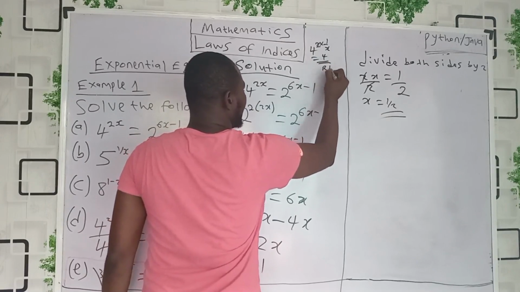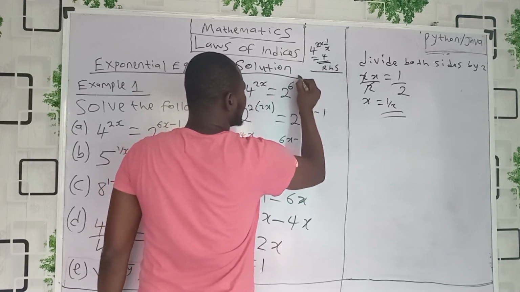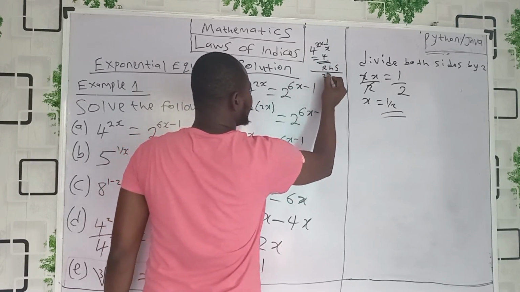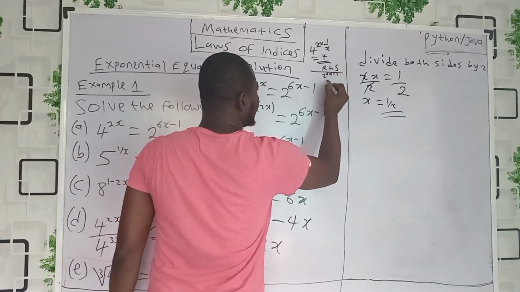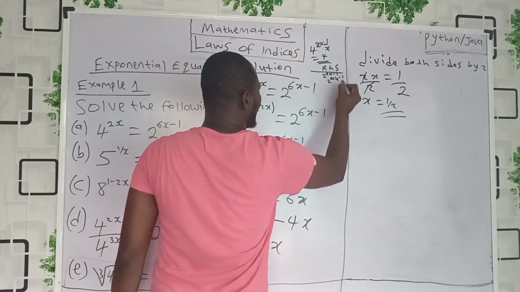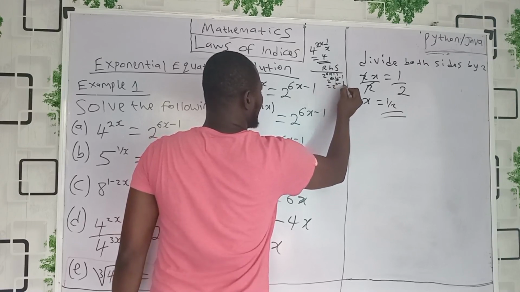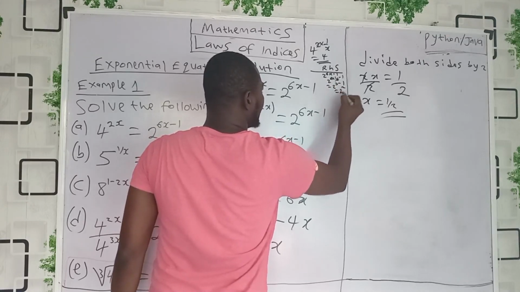What of the right hand side? Let's check. This is 2 raised to power 6x minus 1. That means this is 2 raised to power 6 times 1 all over 2 minus 1. That is 2 raised to power what? 6 times 1 over 2. That's 2 here, 2 here. That's 3. 3 minus 1. That is 2 raised to power what? 2. That is what? 4.